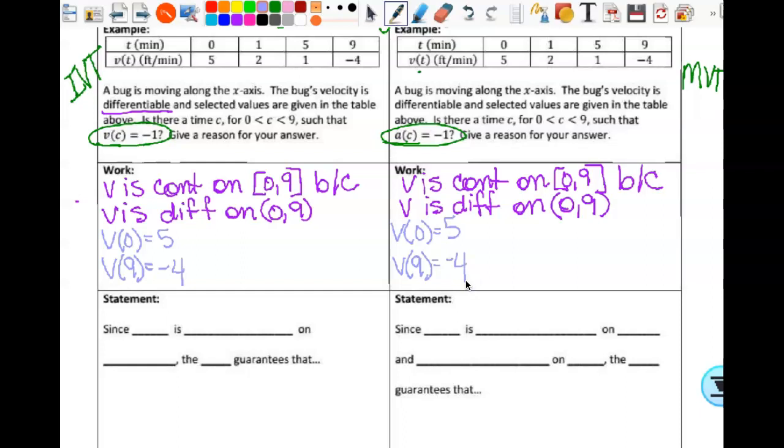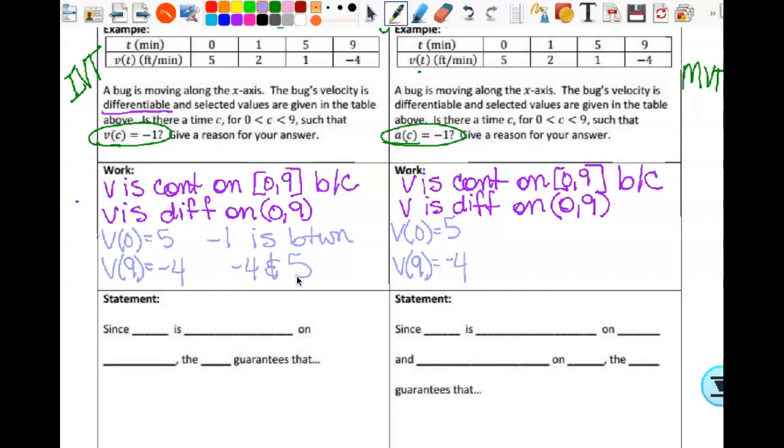Now, what we want here, we have the V's. I want to know, is there a time where V of C is -1? So is -1 between these two numbers? Okay, so I need to say that somehow. I can say it with an interval type of thing, or I can literally just say -1 is between -4 and 5, or 5 and -4. It doesn't even matter. But in my brain, I always have to do least to greatest.